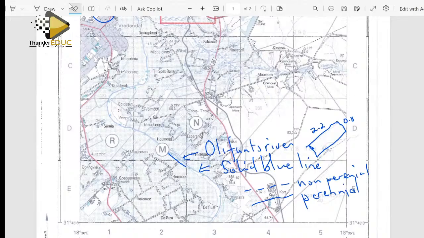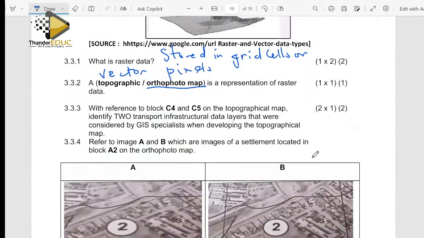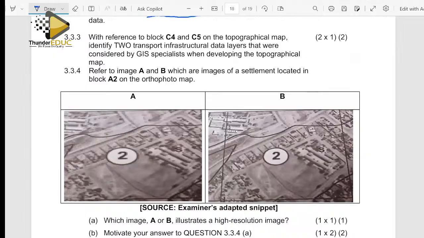Right, we can see that in terms of transport layers, we have this, and we also have this. So we have railways, and we also have roads. So those are the two data layers in those blocks. We have railways and we have the roads in those two layers. In those two blocks, those were the infrastructural data layers.